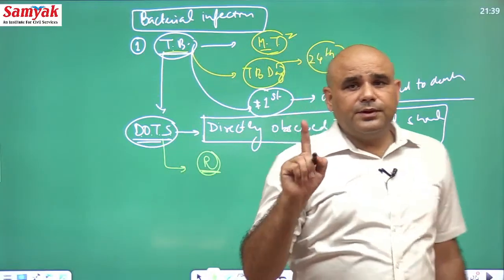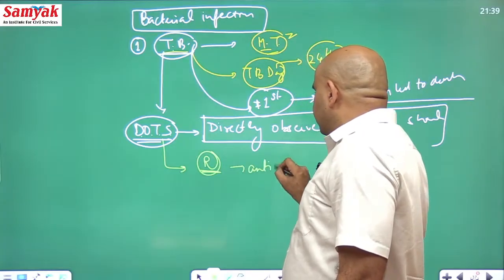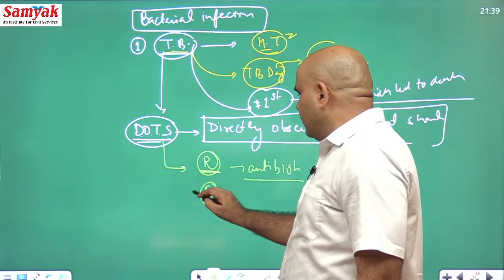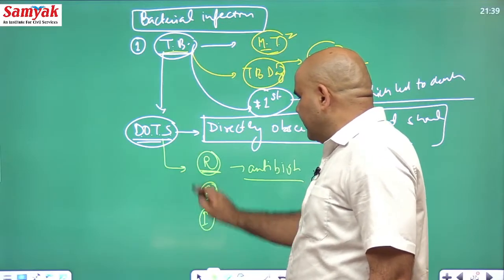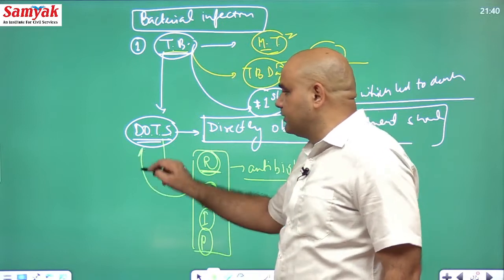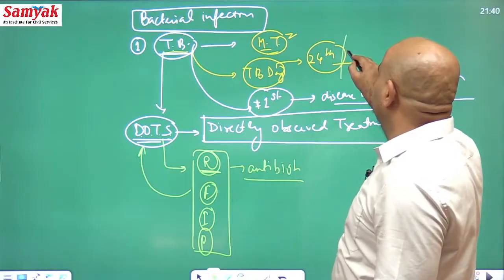Rifamycin or rifampicin is an antibiotic medicine. Then there is ethambutol, then isoniazid, then pyrazinamide. These are the 4 essential components of DOTS. Okay, 24th March, yes, absolutely correct.